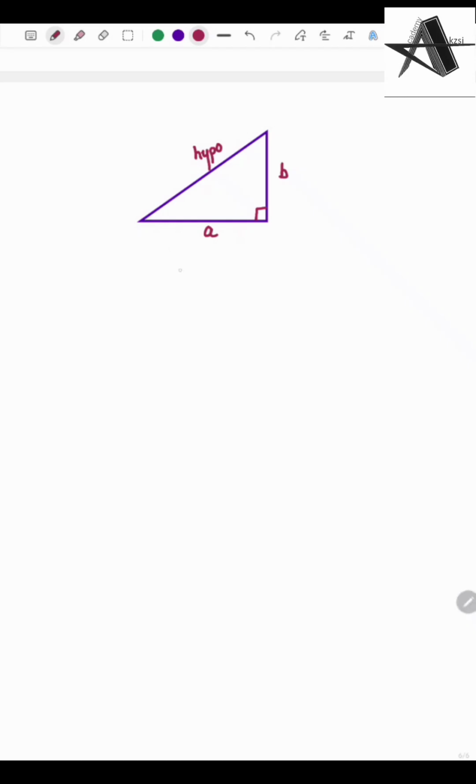That means, and even the hypotenuse is the longest side. So the sum of the squares of the two sides is always equal to the square of the hypotenuse. Suppose your triangle is like this, and the question gives this side as 5 centimeters and this one as 4 centimeters. You have to calculate this one.